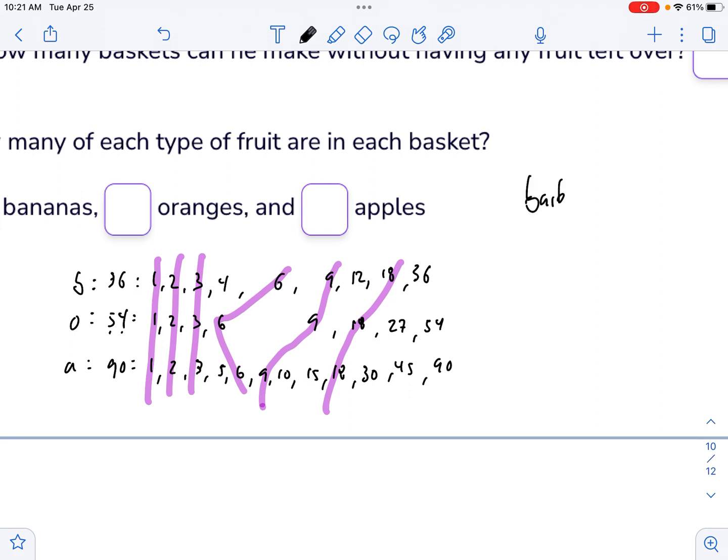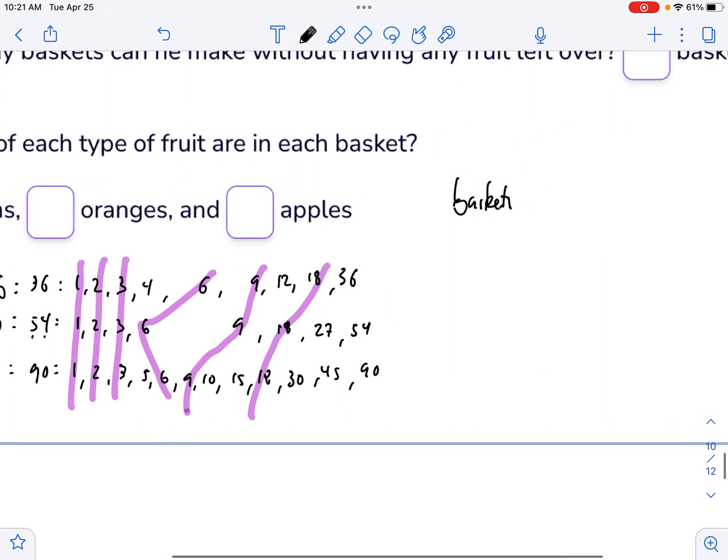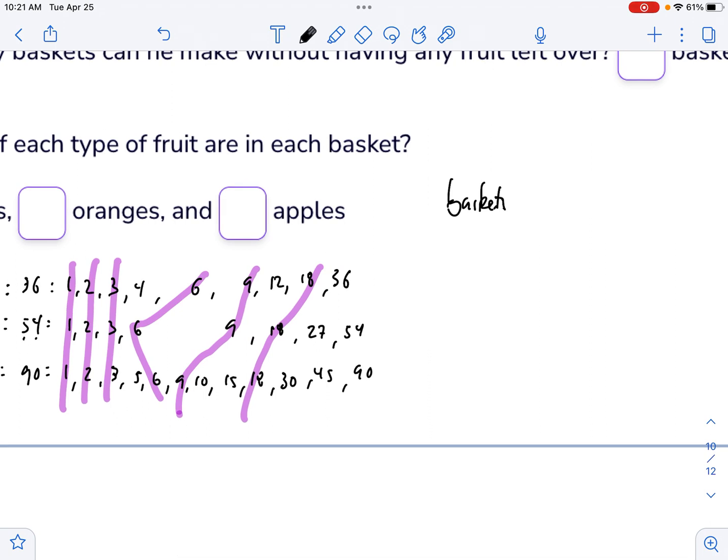So how many baskets can we make? Because that's what it's asking. How many baskets can we make? We can make 18 baskets. And let's talk about those.